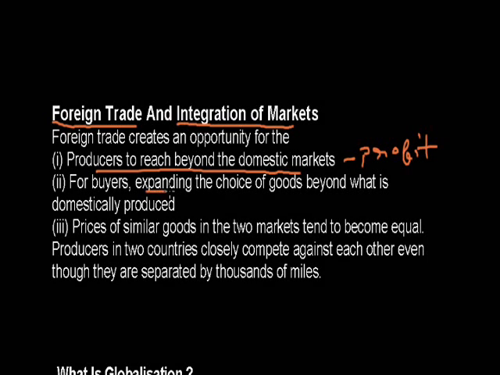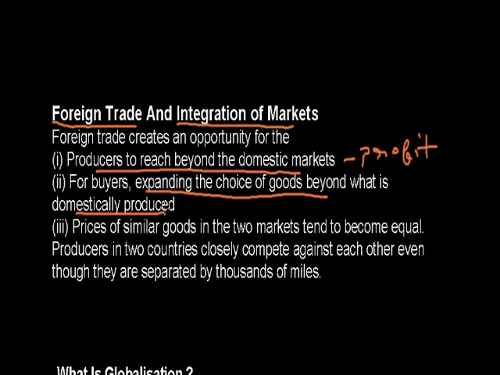Same way for buyers, expanding the choice of goods beyond what is domestically produced. Nowadays there are various types of luxurious goods. There are various types of mobiles. You people will be interested in mobiles and other technical gadgets. Earlier these things used to come very late in India, but in the European market, in the American market, they were introduced instantly. Nowadays, if you people are using internet, you can directly have access to the website of these companies and you can place your order. You can make the payment of the order through net banking and within a short period of time you can have your product. Earlier it was not that easy. So the foreign trade provides the buyers also an opportunity to have their choice of goods going beyond what is domestically produced. The third point is prices of similar goods in the two markets tend to become equal.